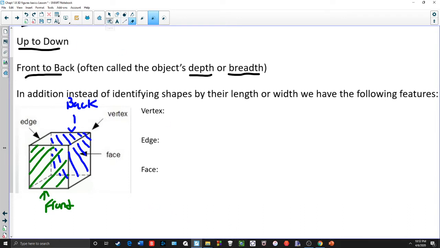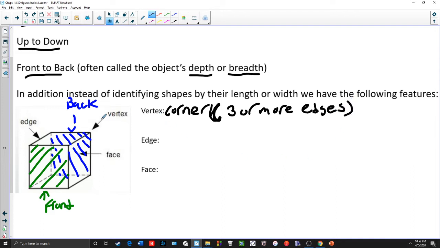So we have a few things that we talk about when it comes to these shapes here. We talk about vertexes, edges, and faces. So a vertex is simply a corner. So think about vertex as the corner of a three-dimensional shape. It's where basically you have a meet of three or more edges. A vertex is a corner, or put another way, where three or more edges meet.